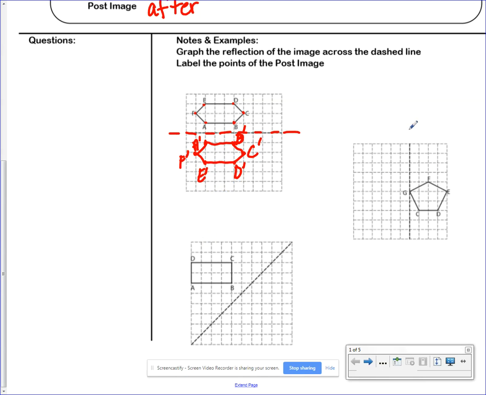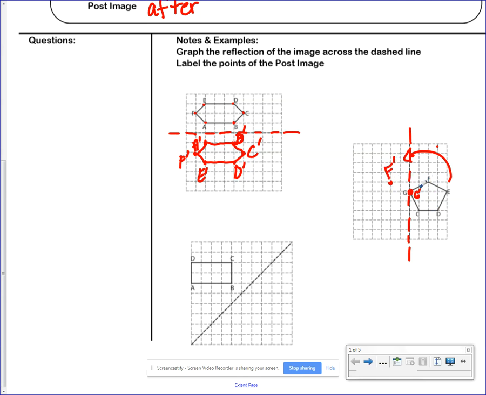All right, let's look at this one. Here is the line of reflection right here. And notice that G is exactly on the line. What happens when you go to reflect it, you're basically flipping this thing over that line. G prime, the reflected image, is going to be exactly in the same spot. So G prime and G are the same point.